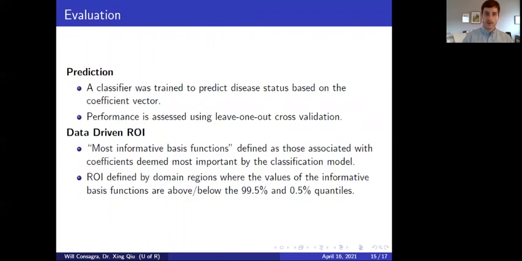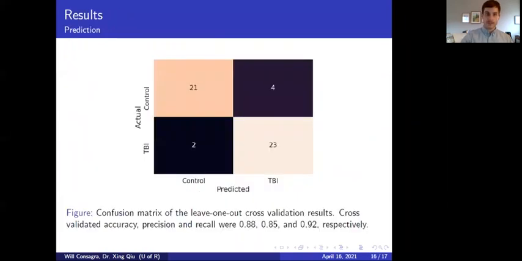So we evaluated our representations in two tasks. First was a prediction task, where we simply trained a classifier on the coefficient vectors, so the coordinates of the representations with respect to the learned marginal basis system. We also defined a more functional task, which is these data-driven ROIs. First, you can define informative basis functions as those associated with coefficients deemed most important by the classification model for the prediction task. Then the region of interest can be defined as the spatial regions in the brain where the values of the informative basis functions are extreme, so they're above or below the 99.5% quantiles.